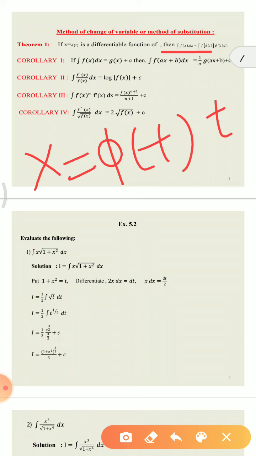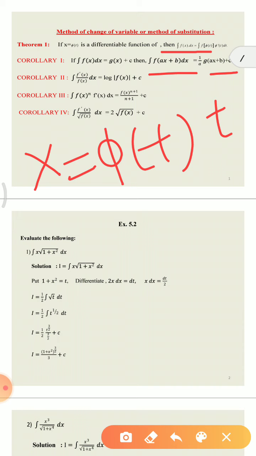First corollary: if integral f of x dx is equal to g of x plus c, then integral f of ax plus b dx is equal to 1 upon a g of ax plus b. Next, integral f dash of x upon f of x dx is equal to log of f of x plus c. Same as the integration of 1 by x is log x, only here we are given a function: f dash of x upon f of x dx is log f of x plus c.